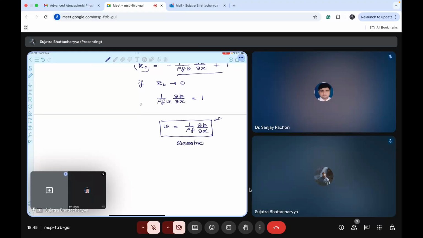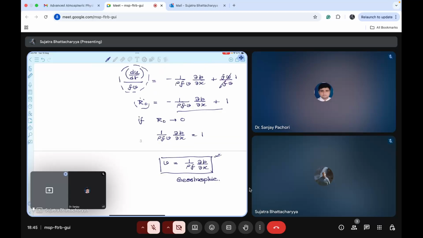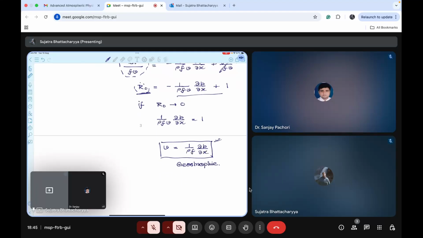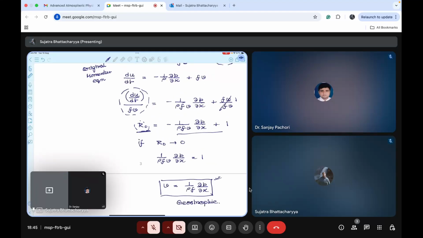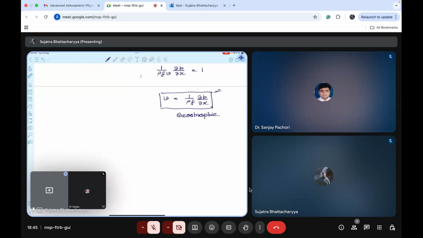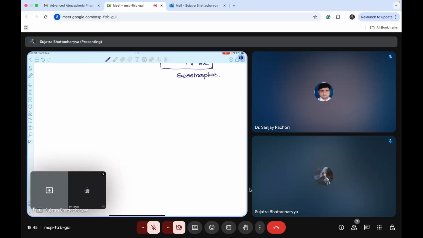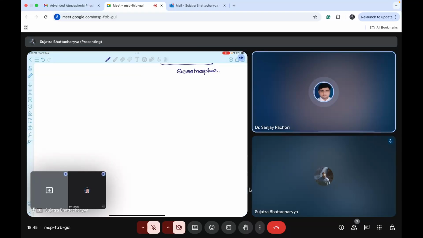So one thing to remember is that if your Rossby number tends to 0, becomes very, very small, then the horizontal momentum equation becomes a geostrophic balance. Just remember this. This is important. This is one of the important things which will be helpful. So I have shown the horizontal momentum equation scale analysis. Let's see the vertical momentum scale analysis.